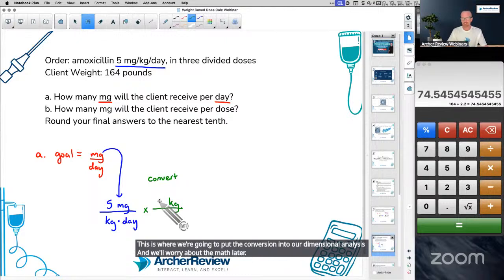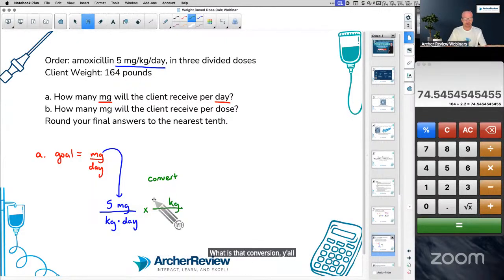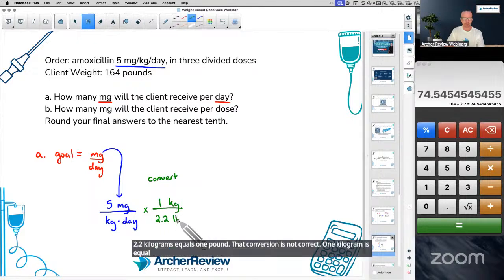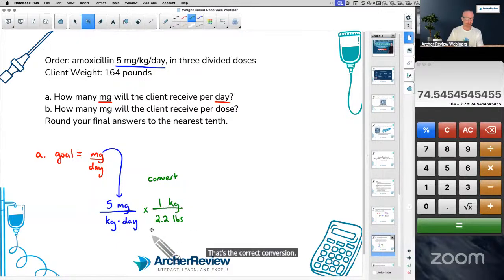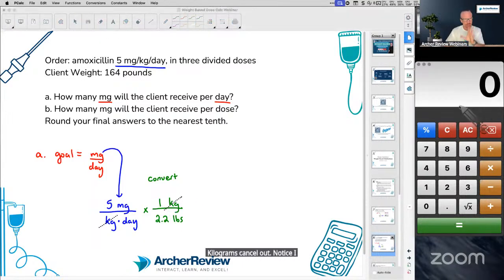What is that conversion, y'all? Tell me if this conversion is right. Is this conversion correct? 2.2 kilograms equals 1 pound. That conversion is not correct. 1 kilogram is equal to 2.2 pounds. That's the correct conversion. The 1 goes with the kilograms. The 2.2 goes with the pounds. Kilograms cancel out. Notice I have not touched my calculator.